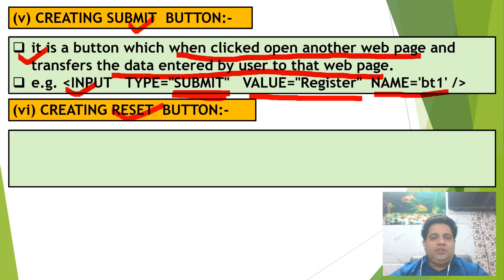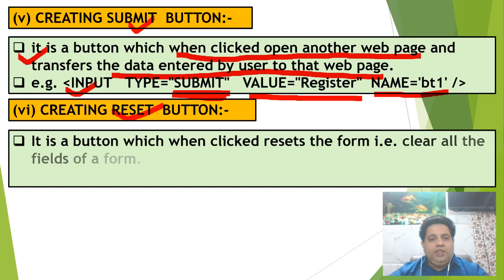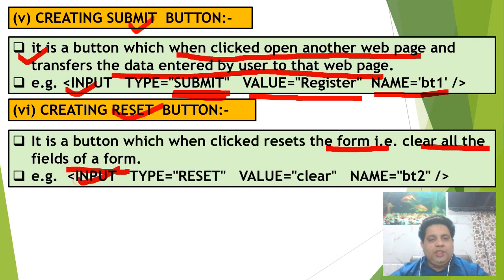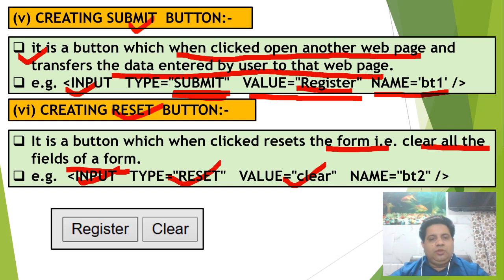Now the reset button. A reset button is a button which, when clicked, clears all the components on the form. It clears all the fields. So it is a button which when clicked resets the form. To create a reset button, you have to use input type equal to reset. Then write value equal to clear. It means that on the button, clear will be written. Here on this button, register will be written. So value is the text that will be displayed on a button, and if you do not use value, then by default it will display reset, or submit. Okay, like this only, register then clear.